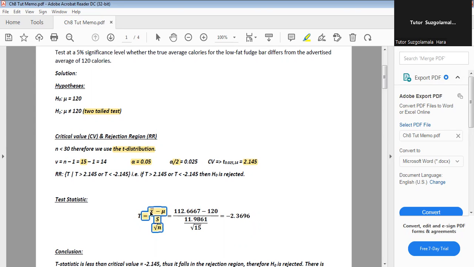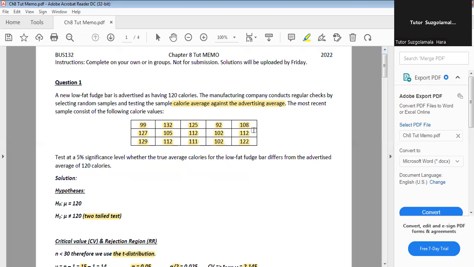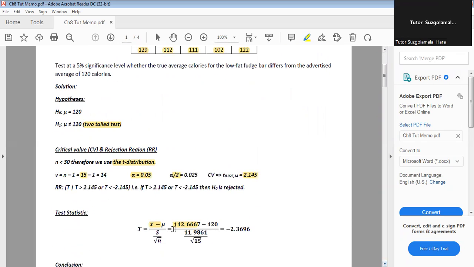So from this formula, this x bar is our mean. This is the mean that is found from this table, the expected mean. You find the mean by adding all these values and dividing by the total number, which is 15. So that is 120.667.